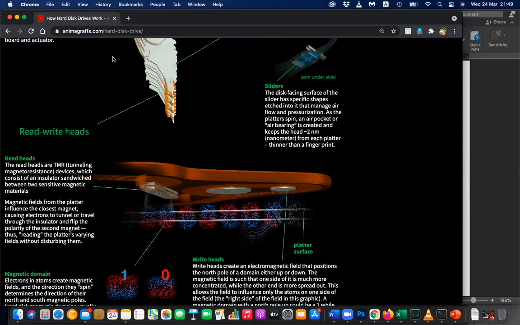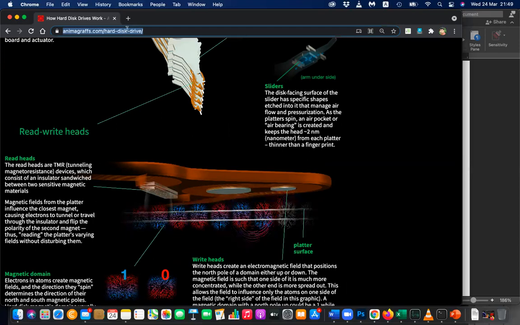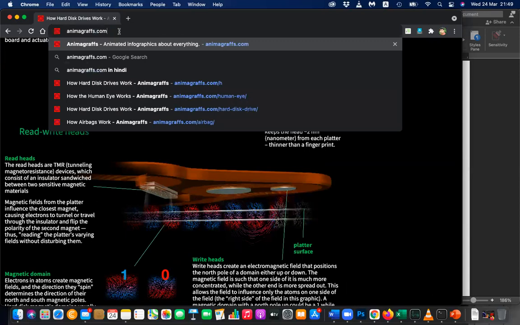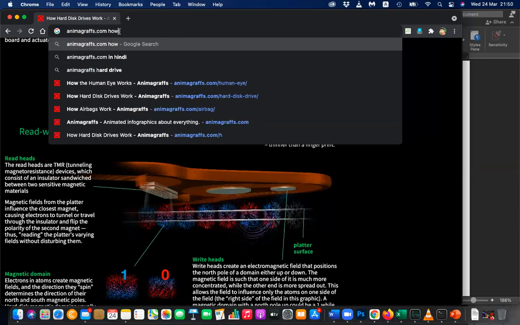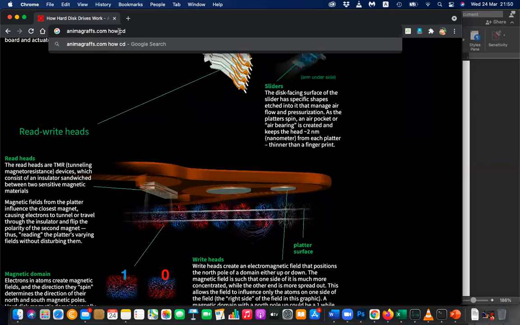So let's check with Animagraffs. Yes, how a CD works. I have never browsed that. How a CD works.